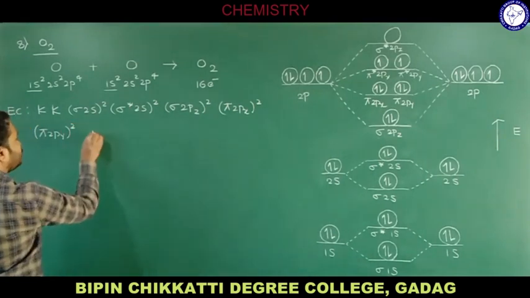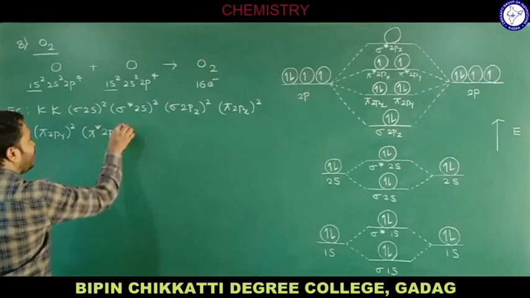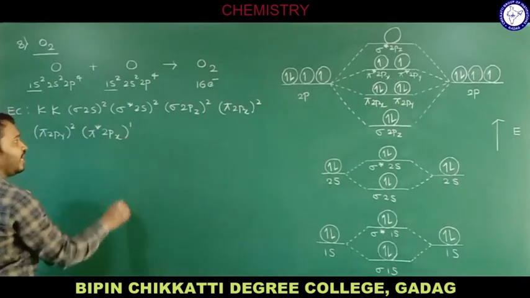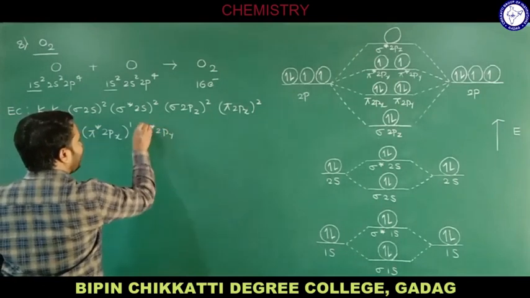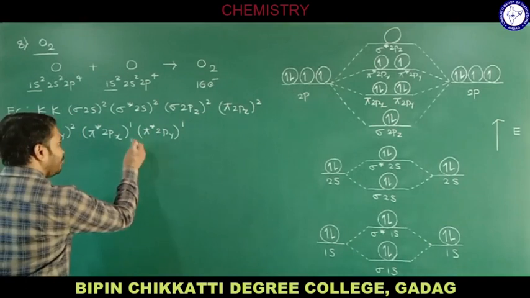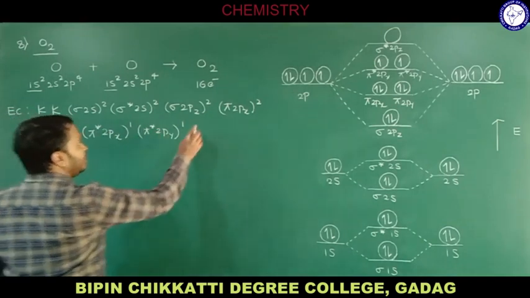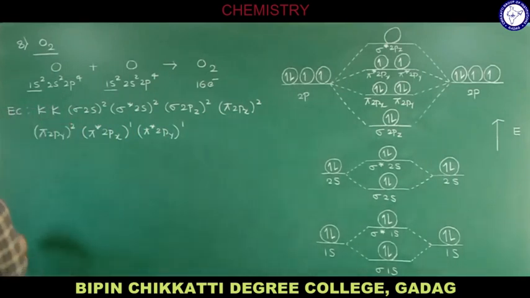Later we have pi star 2px, with 1 electron, therefore 1 I write here as subscript. Similarly pi star 2py, and 1 electron we have. The energies of these two are the same. We can write first here and later here. The energies of these two are the same. So this is how the electronic configuration is going to be written.